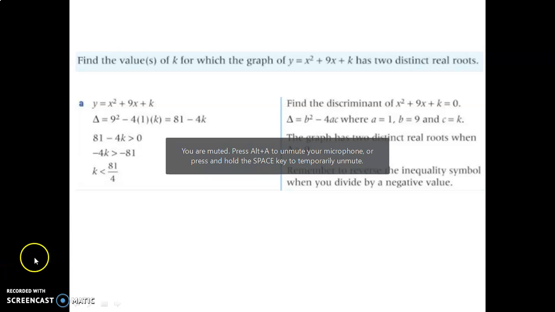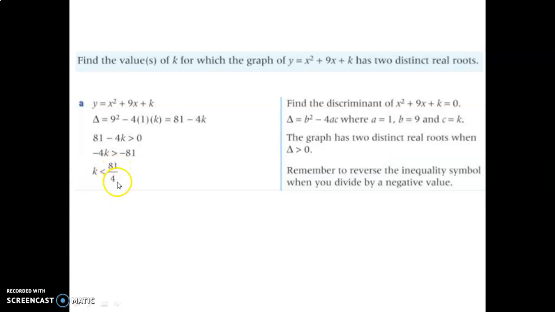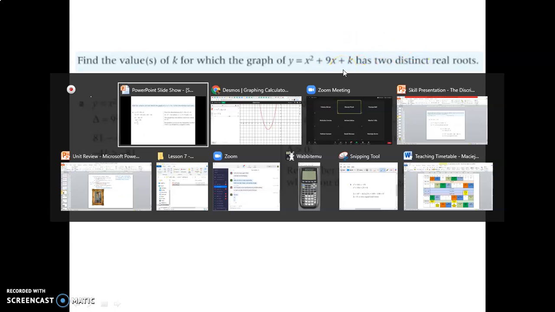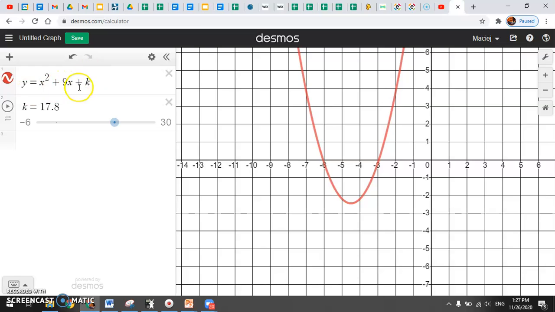Okay, this one is important to look at in Desmos. So we just found out that when k values are less than 81/4, which is about 20, so when k is less than 20, we will have 2 distinct real solutions. Let's take a look at that in Desmos. So here's that equation with k there. And we learned when k is less than 20, it will have 2 solutions. And we can see right now this parabola does have 2 solutions right there. And k is less than 20.